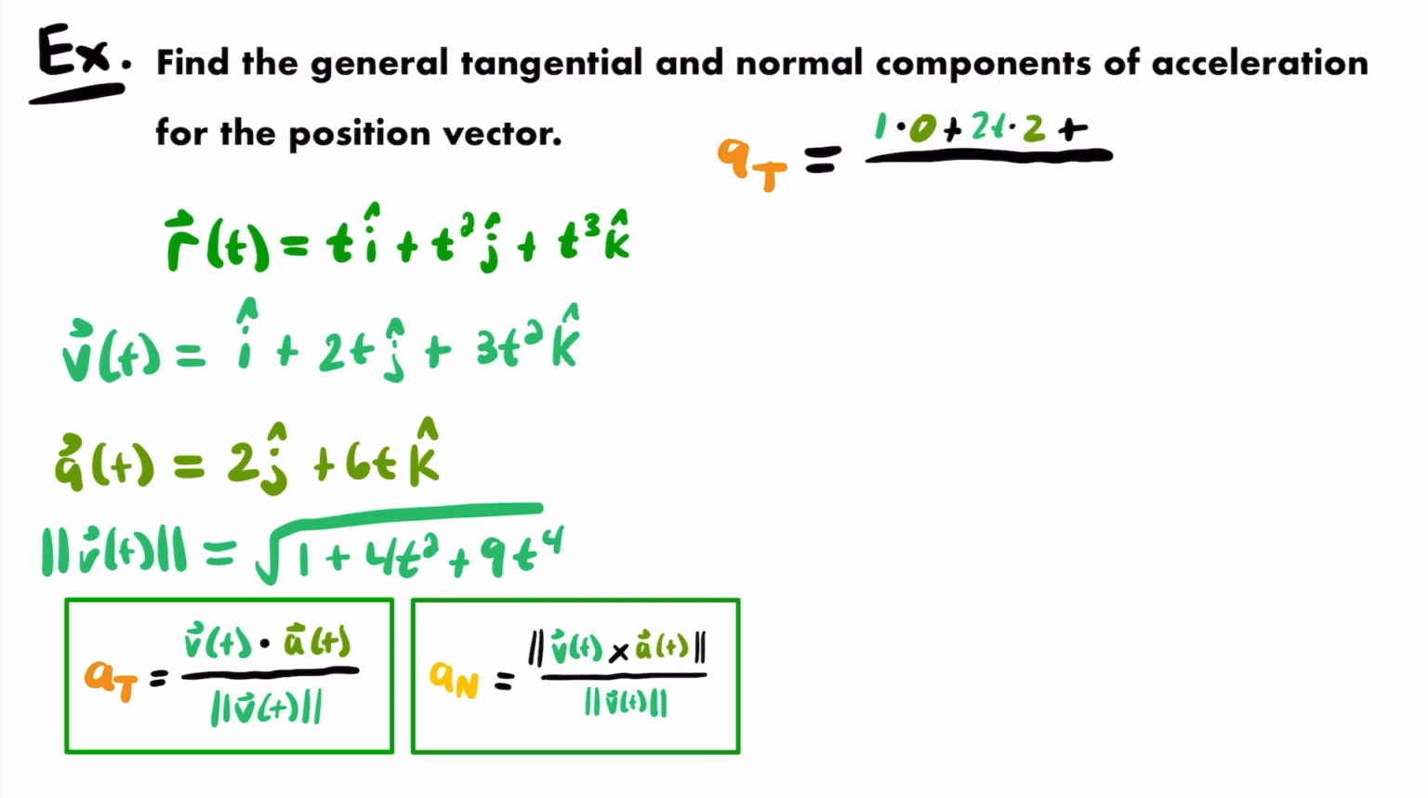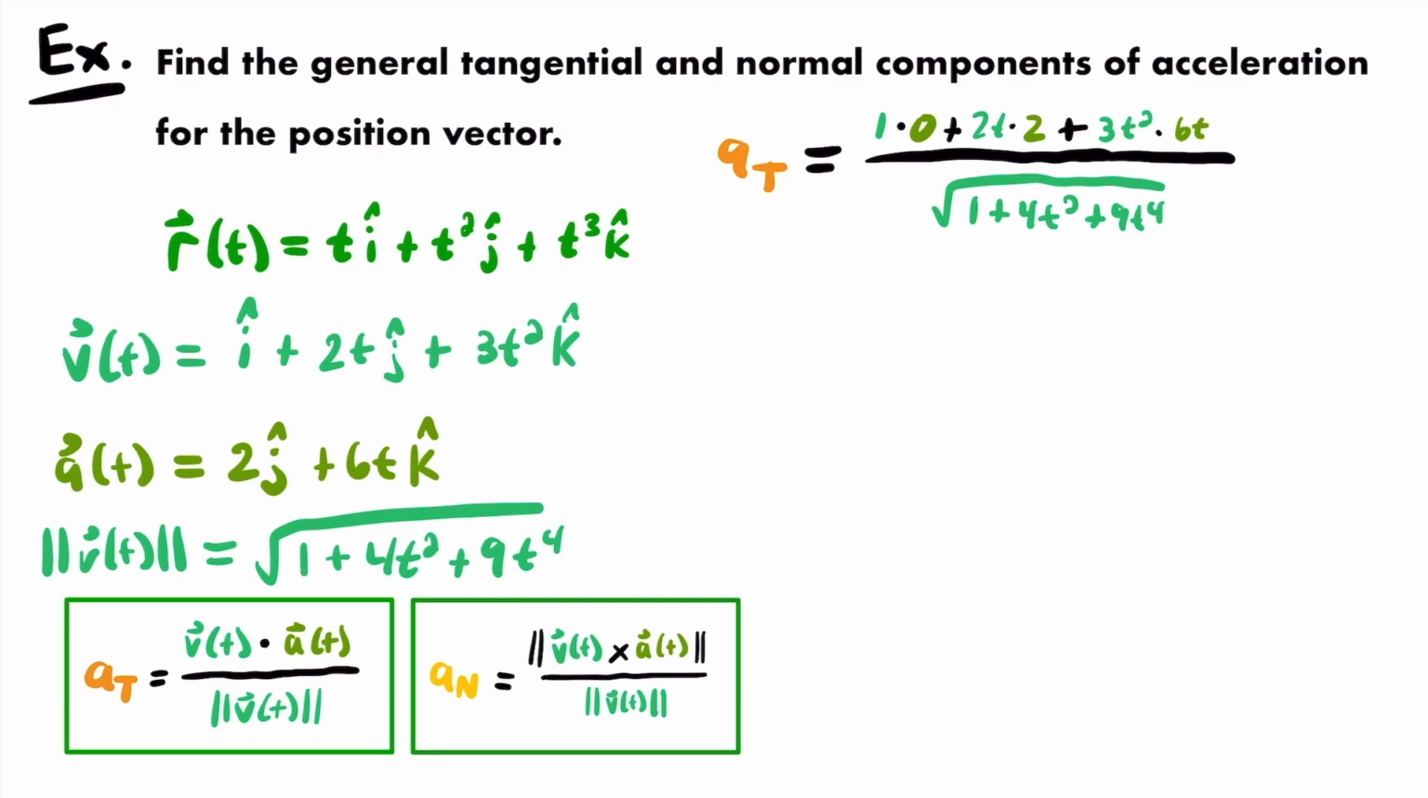And then we have plus the product of the z components. So we have 3t squared times 6t. So writing that down, 3t squared times 6t. Okay, so then in the denominator, we just have to copy the magnitude of the velocity vector, which is the speed. So we have the square root of 1 plus 4t squared plus 9t to the power of 4.